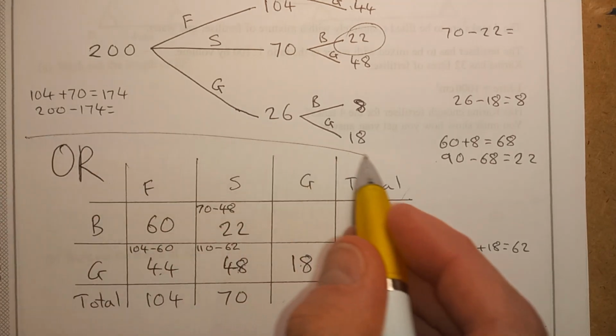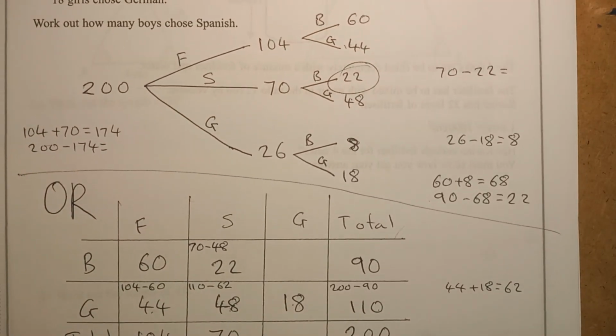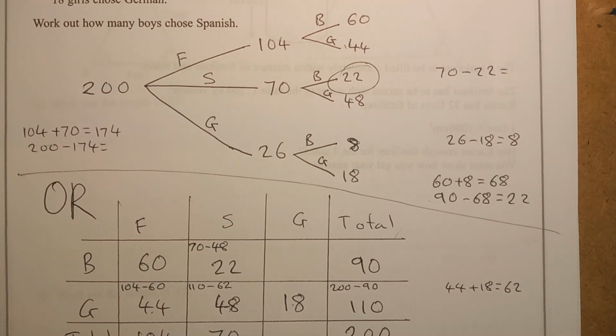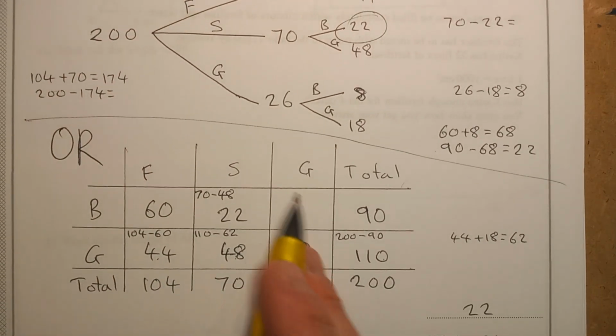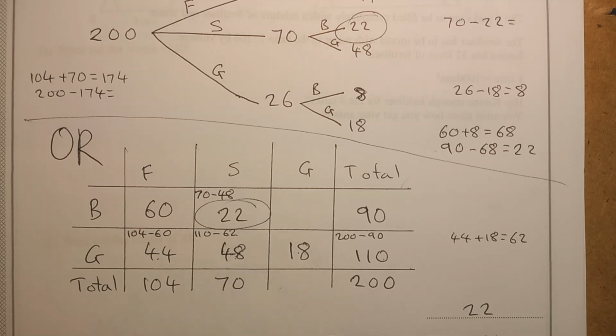Okay, so you got your choice. Having done it this way, that's the way I naturally went, but I'm thinking this table is probably a little bit easier to work with because you can put the information in it as you're going. We could fill in this value here if we want for the girls and work these out, but they're only asking about the Spanish boys, so I've got 22 there. Okay.